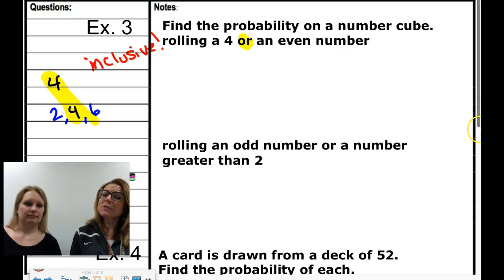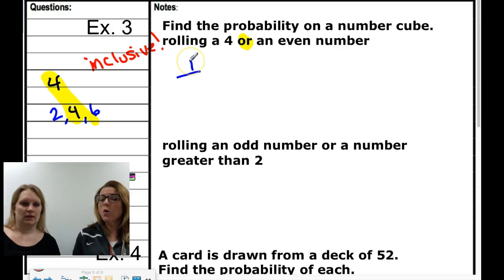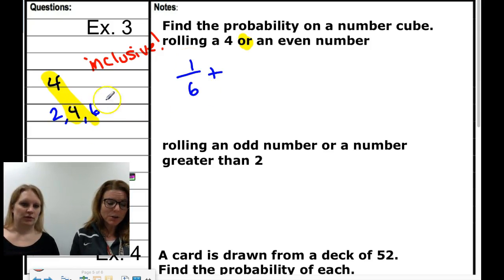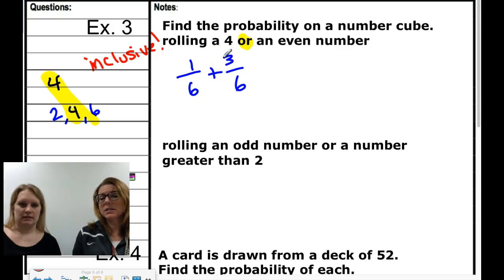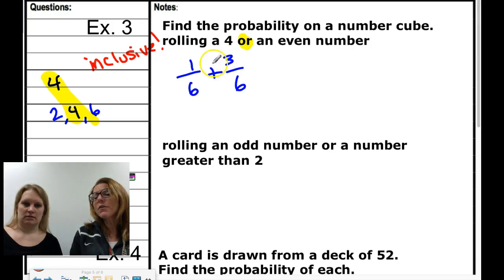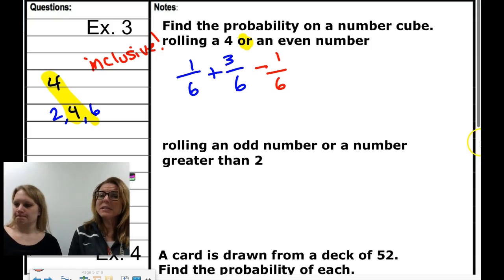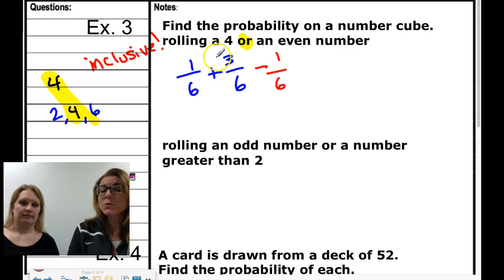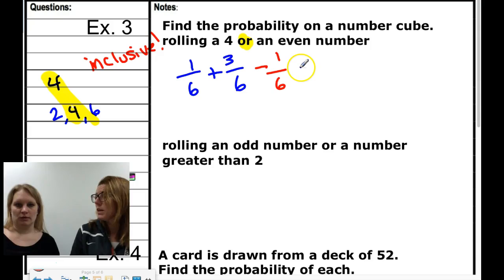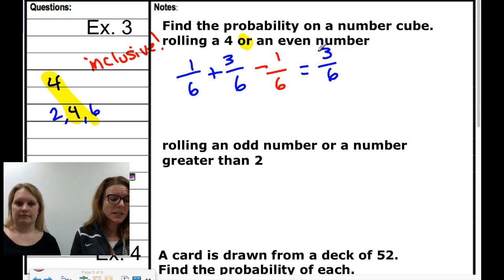So the probability of getting a 4 will be 1 out of 6, plus the probability of getting an even number, 3 out of 6. We subtract off the probability of the occurrence that's in both, which is the 4, which is 1 out of 6. When we add that together, we get 1 plus 3 is 4, minus 1 is 3, 3 over 6, which reduces to 1/2.